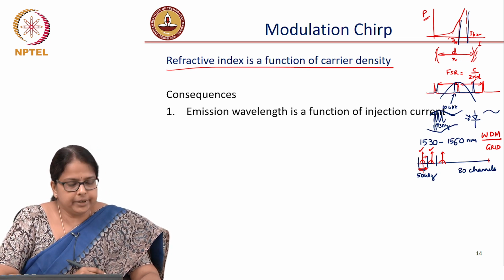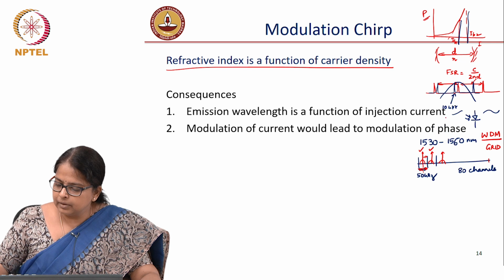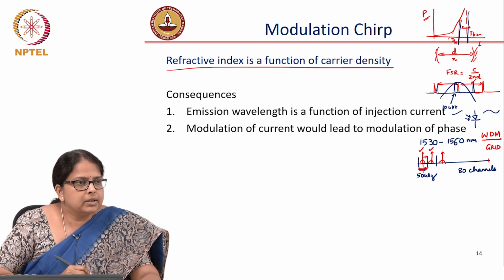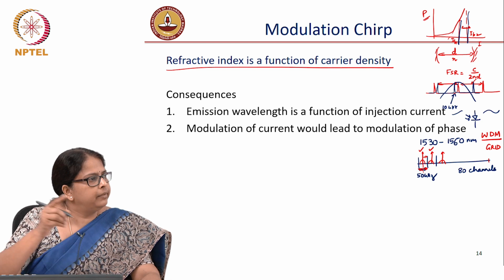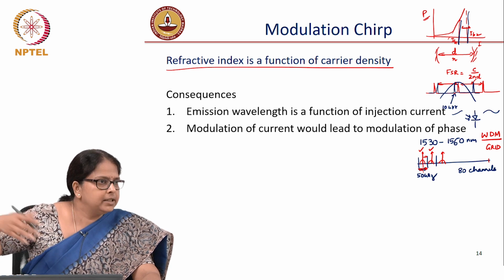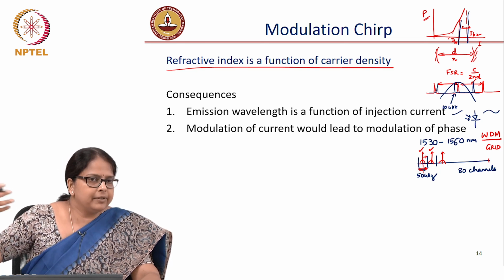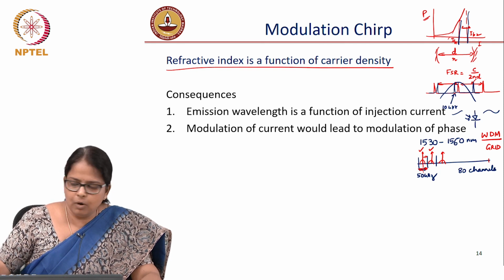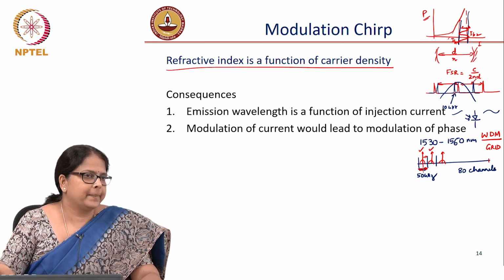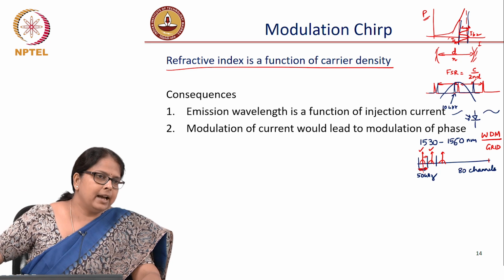But a more important consequence is that modulation current will now lead to modulation of phase. You are modulating, let's say, current between these two values, because communication systems will now always operate when the current is oscillating. So, when the current is oscillating, NM is oscillating, or there is a change in NM. Whenever there is a change in NM, what happens? Refractive index changes, and when the refractive index changes, the phase changes. You wanted to do an intensity modulation, but the system will also give you a phase modulation, right? Your intention was to change the current and so to change the intensity, but what really happens is phase modulation.